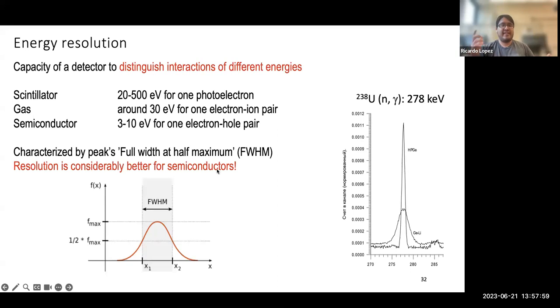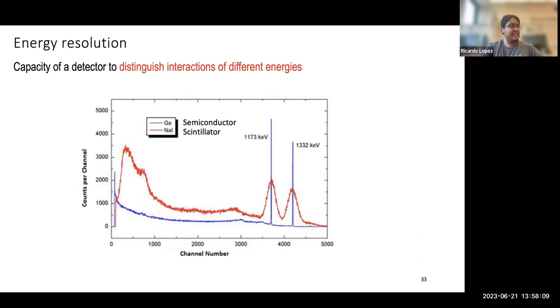In general, it's not always the case under certain circumstances, but for the most part, you can say that as a class, semiconductors end up performing the best in terms of energy resolution. And to further reiterate that, here's again a comparison between an inorganic scintillator, in this case sodium iodide, and an HPGe detector, which is a semiconductor, and you can very clearly see how different the peak and the energy resolution is between these two systems.